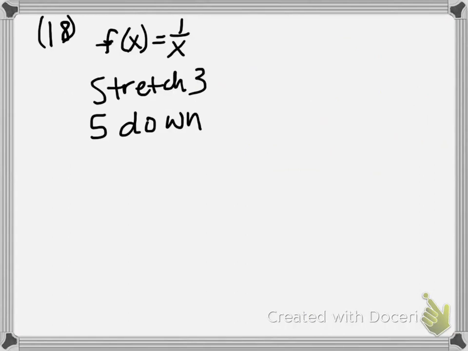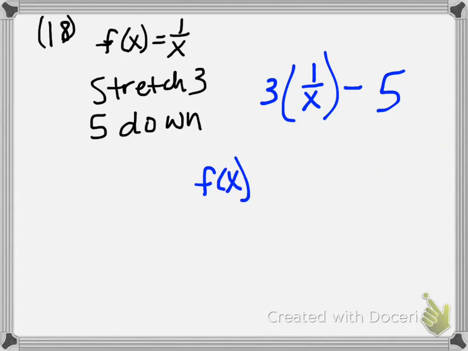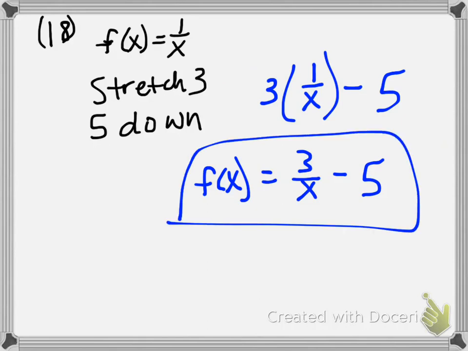And the last one, if I have a stretch of 3, I can write it as 3 times 1 over x. And down 5 would be minus 5. I can also write it as 3 over x minus 5 because that's the same thing. So either or.